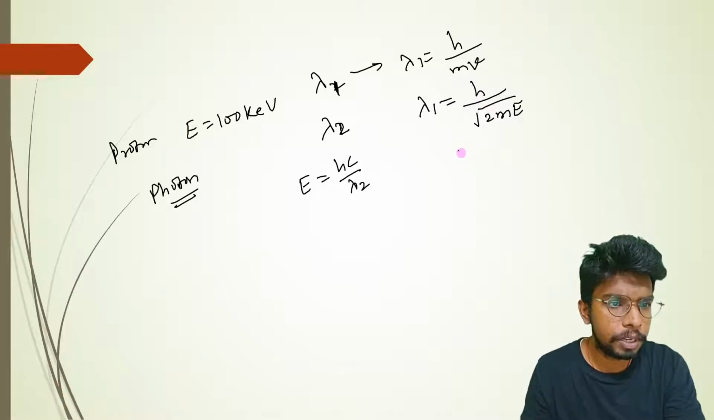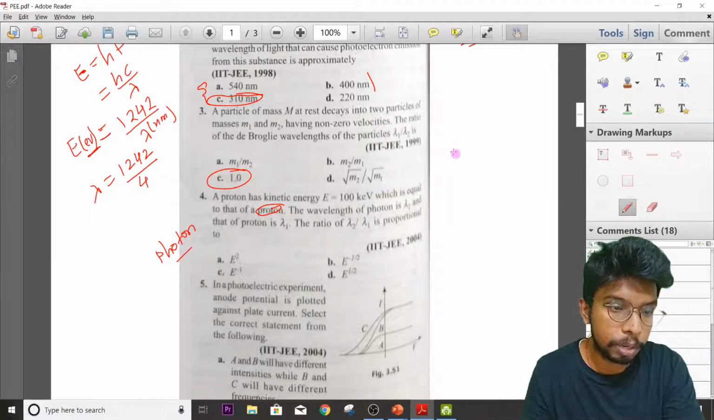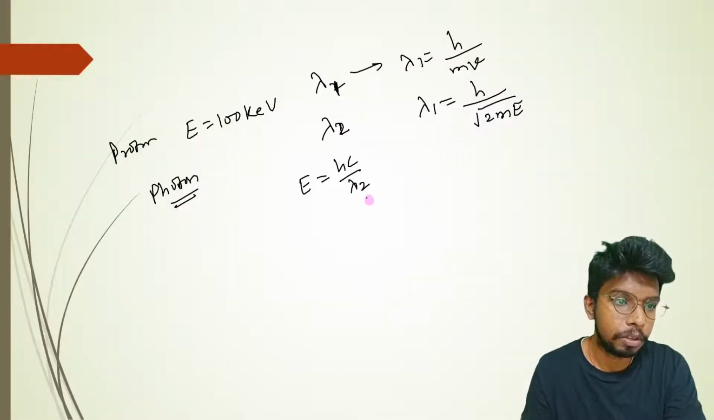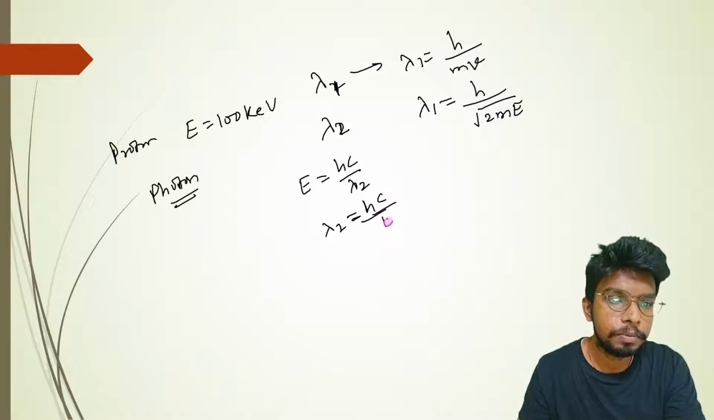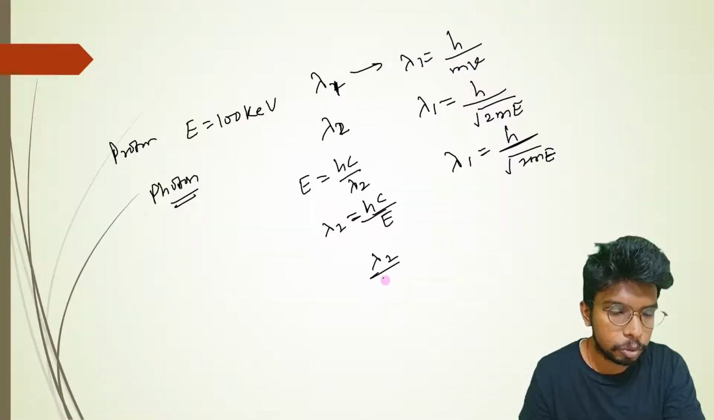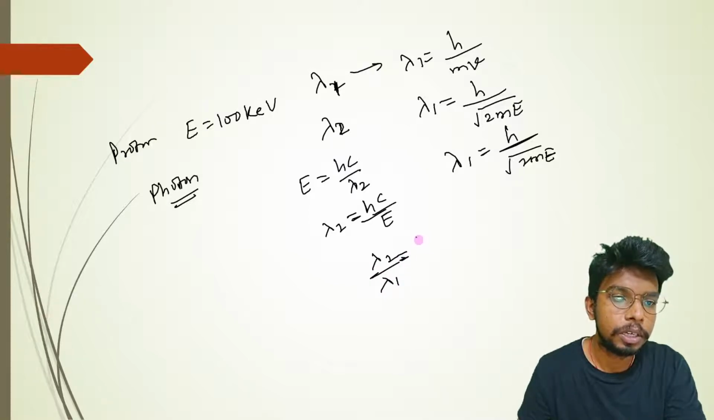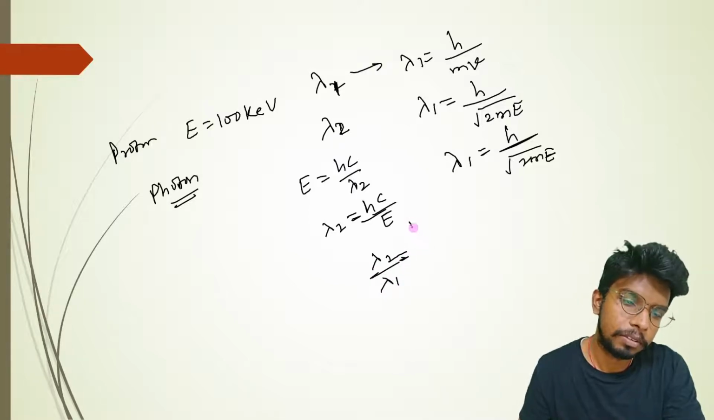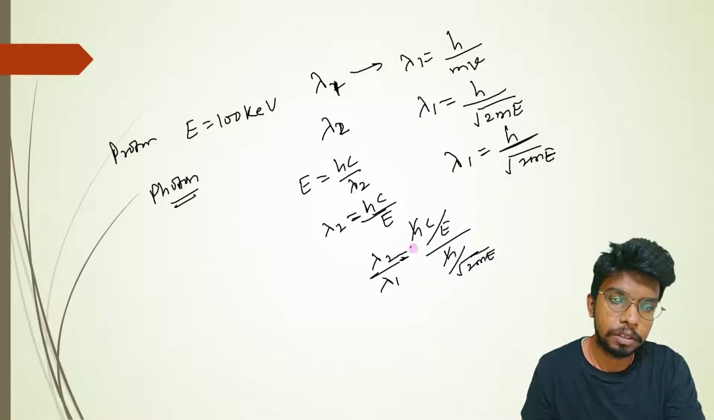We need to find the ratio lambda 2 by lambda 1. Let's find lambda 2 from here: that will be hc over E, and lambda 1 is h over under root 2mE. If we divide both of these, lambda 2 over lambda 1, we are going to get hc by E over h over root 2mE. This should be the case. This h will get cancelled out.